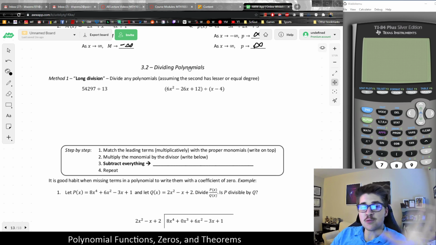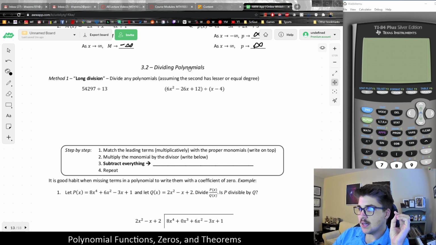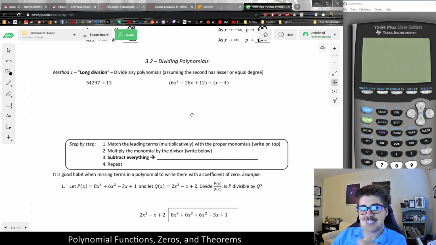It's super relevant as we move into the next couple sections when we talk about zeros, because we use division quite a bit. There's also a shortcut, synthetic division, which I want to cover very shortly too, which works sometimes and sometimes doesn't. Basically, I wanted to review division of polynomials and focus on that for the next couple videos.